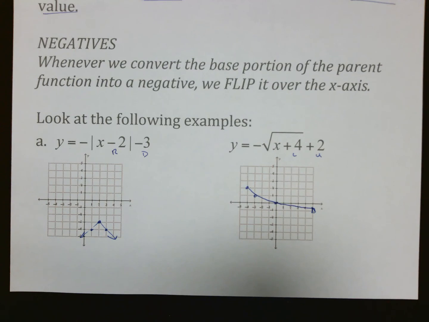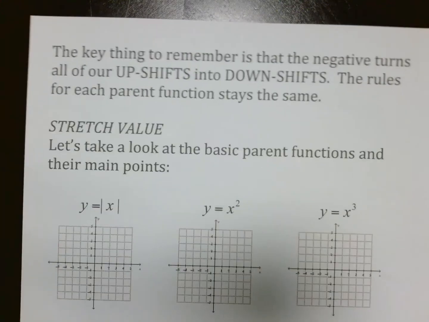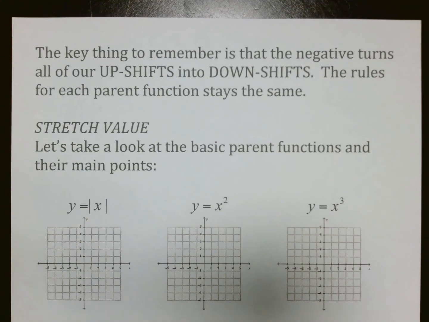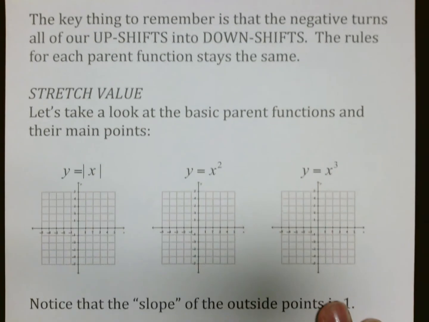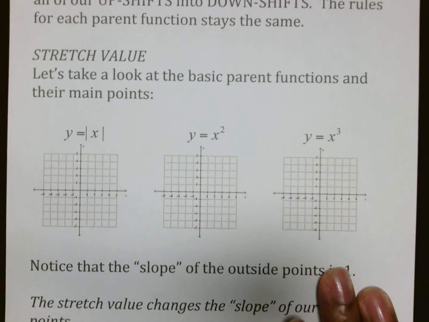All the negative does is it just takes the up direction that we did, sends it down. It takes anything that went down and then it sends it up. So the key thing to remember again is that the negative turns all of our ups into downs, and all of our downs into ups. The rules for the parent function stay the same. So really the negative doesn't do anything, but it just takes everything that you're used to and goes the opposite direction, in terms of going up and down.